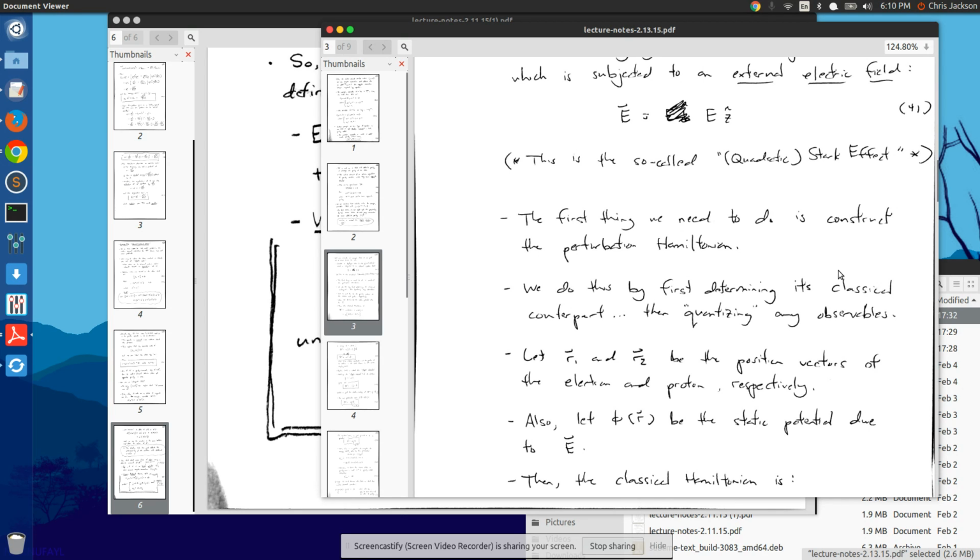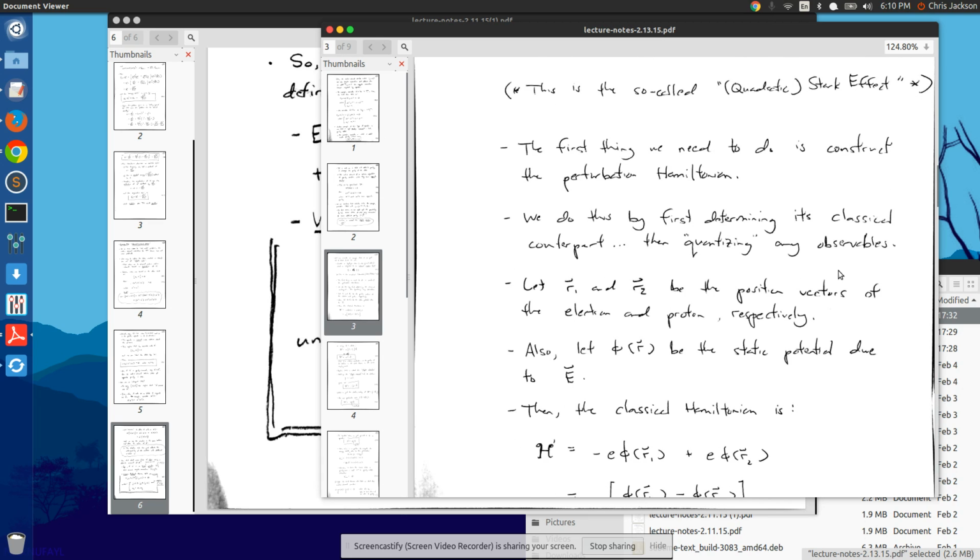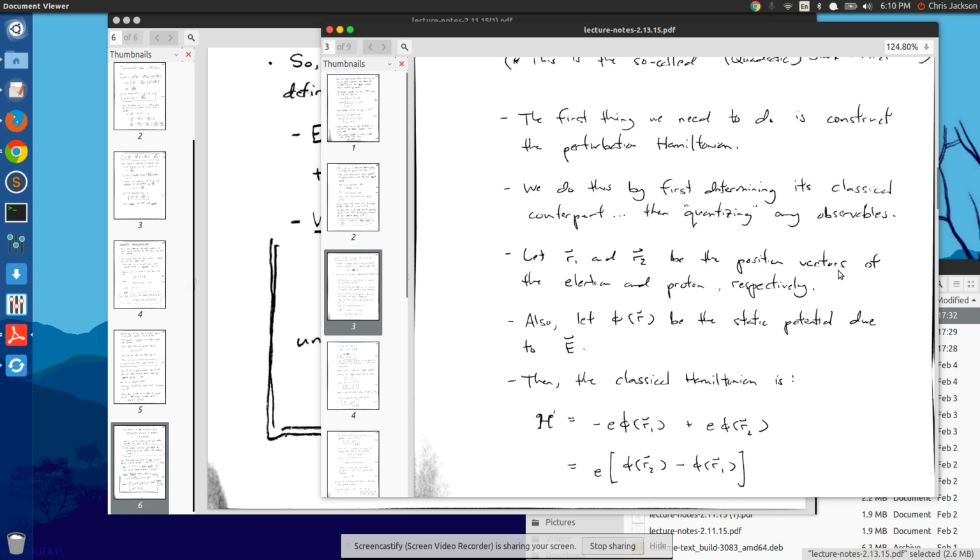So the first thing we want to do is determine the classical counterpart. That means we're going to have to talk about classical electromagnetism. Unfortunately, it's just for a couple minutes, so don't worry about it. We're going to write down the classical counterpart and then quantize any observables.